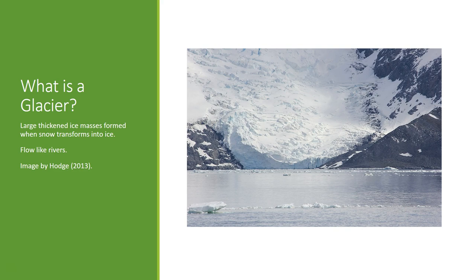A glacier is a large, thickened mass of ice that forms when snow remains in one place long enough to transform into ice. Although apparently solid, glaciers flow like rivers and are capable of extensive landscape modification as they move.